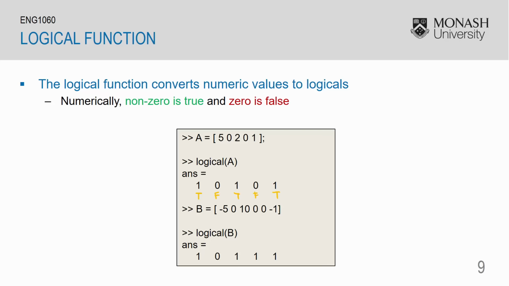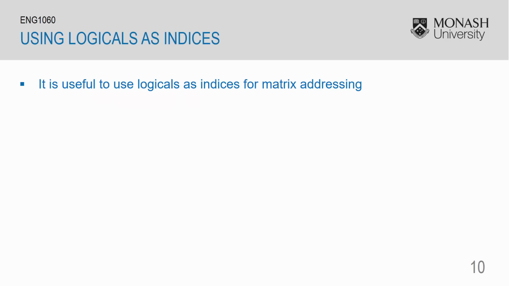The second example, B, contains negative numbers. Using a logical on B, so logical of B returns true, false, true, true. So regardless of whether the number is positive or negative, non-zero values will return true. The reason why we create logicals is to use them as indices for matrix addressing.